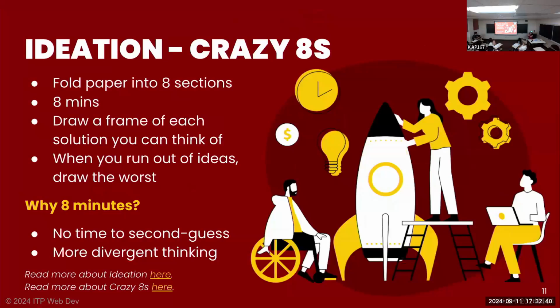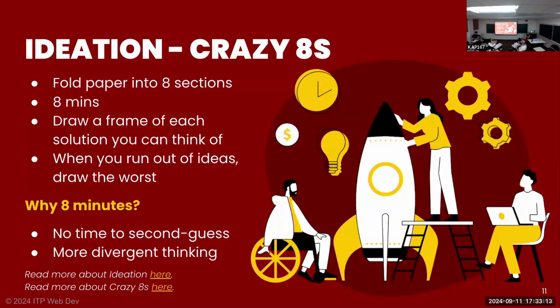Okay, cool. And now let's move on from user analysis to ideation. We're going to be doing another exercise called the Crazy Eights. You're going to be using one of your sheets of paper. You can fold it into 8 sections, but if you believe you can just visualize those 8 boxes, go ahead. We're going to give you 8 minutes, and the goal is that in those 8 minutes, you're going to draw a frame of each solution you can think of. So 8 frames, average 1 minute per frame.